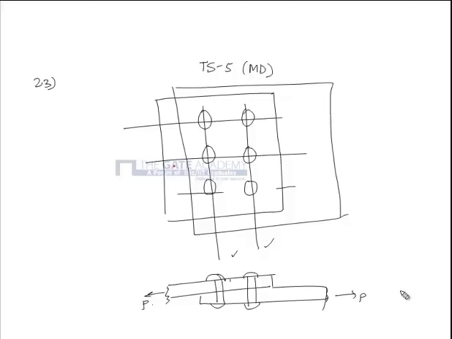Okay, so this is my pitch length, small p. Don't confuse it with the load, let the load be P. Now what is given is the crushing strength, which is 640 MPa. The ultimate shear strength is given, which is 320 MPa. The pitch is given, which is 75 mm, and the diameter is given, which is 25 mm.